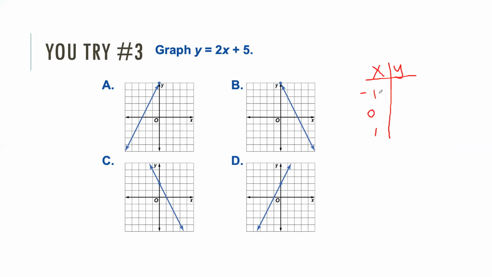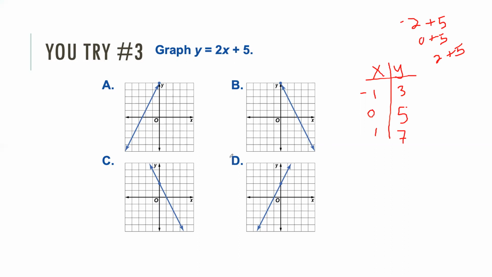So if I plug in -1, we get -2 plus 5, which is 3. If I plug in 0, I get 0 plus 5, which is 5. And if I plug in 1, I get 2 plus 5, which is just 7. So I'm going to try plotting these points so I know I get 0, 5 is the first thing. And I'm assuming they're counting by 1 since they didn't give us a measurement.